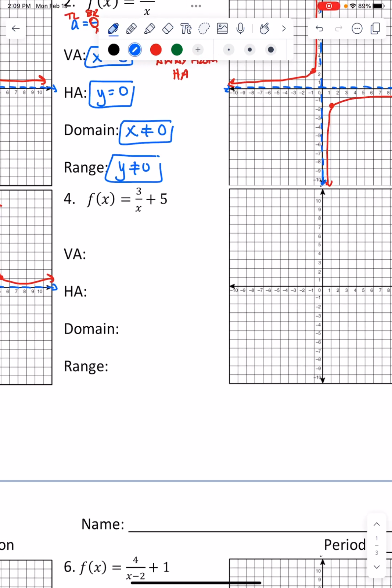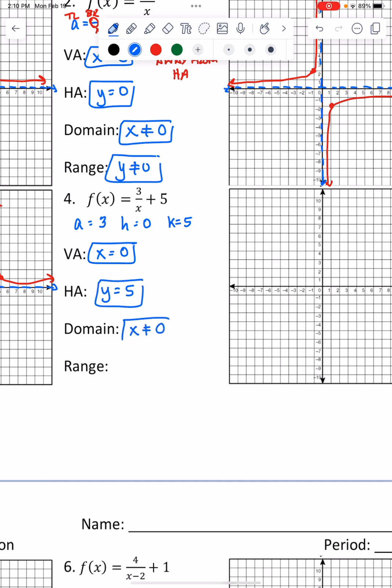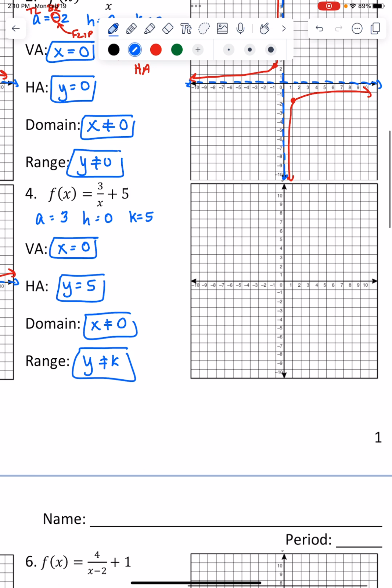Okay, in 4, same thing, a is 3. This time there's nothing down there with x, so h is 0 and k is 5. So x equals h, y equals k, x cannot equal h, and y cannot equal k. So put these on here. So we got vertical at 0, and then horizontal at 5.